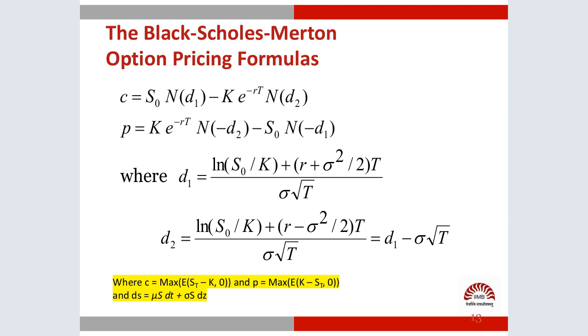So this is what the Black-Scholes price is. This is the Black-Scholes-Merton option pricing formula. Now let me explain what each of the terms are. C and P stand for the call and the put option prices. S naught is the current asset price.